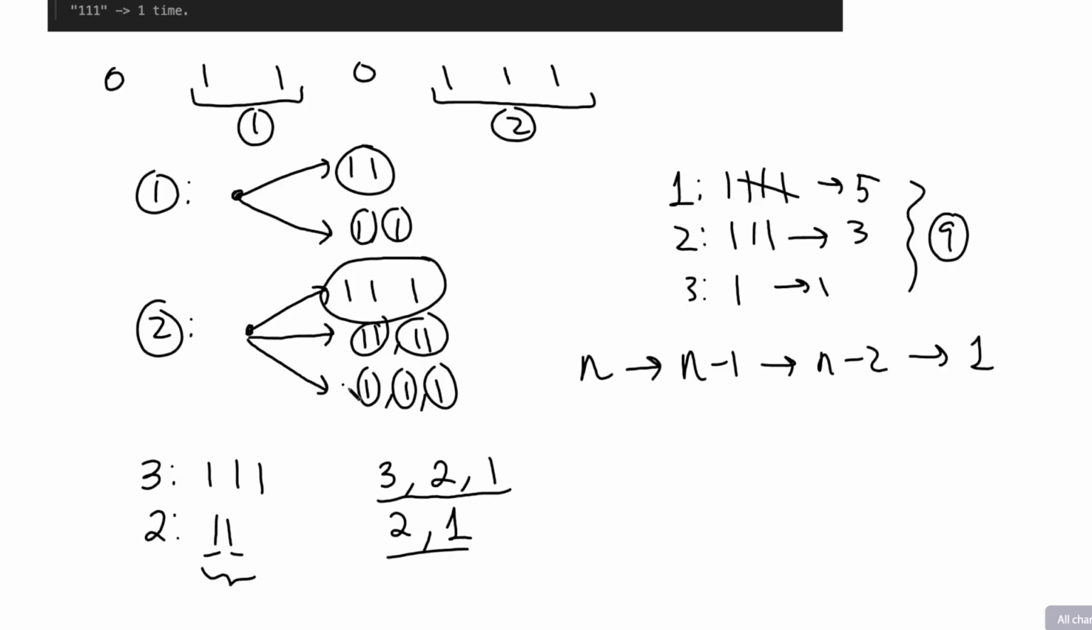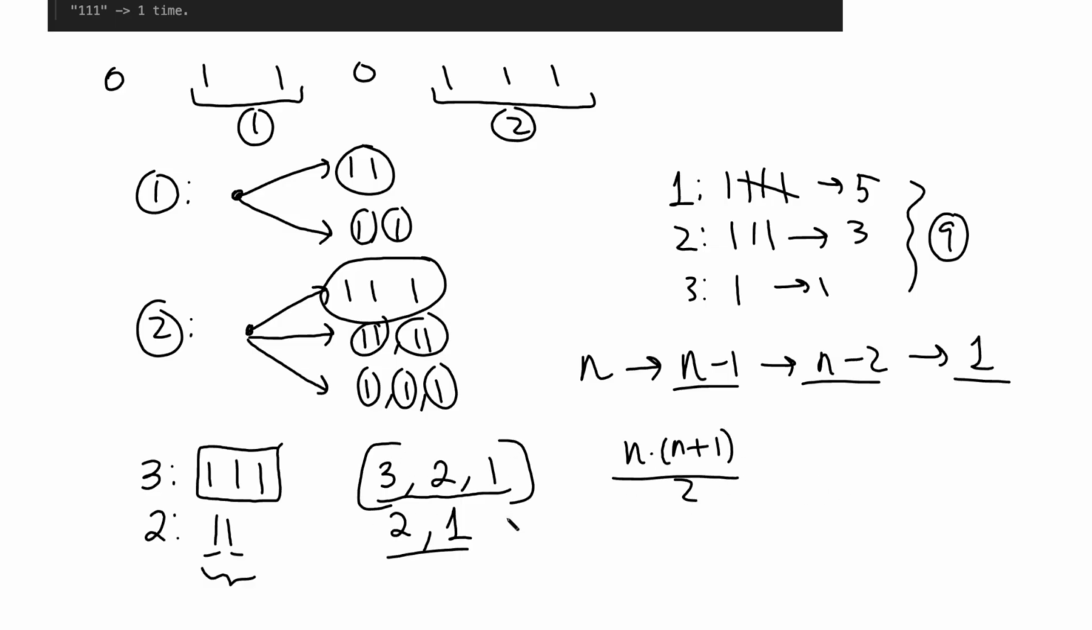So basically, if I know a big substring containing all ones, then the number of ways to break this down even further into substrings of length n minus 1, n minus 2, all the way down to 1 is just going to be n times n plus 1 divided by 2, which is the sum of this arithmetic sequence.